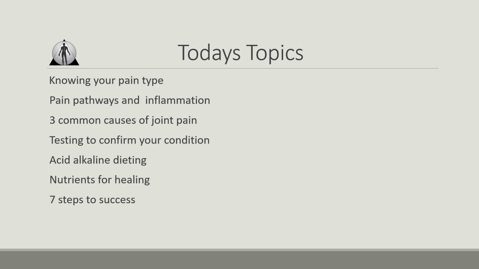We'll look at acid-alkaline dieting, how a diet impacts inflammation and ultimately changes our pain. We'll specifically talk about nutrients for healing, anti-inflammatory nutrients, nutrients to control immune response, and nutrients to modulate hormones. And also, we'll touch on what I call the 7 steps of success. And I put this slide in a lot of my presentations because it has a lot to do with just being healthy overall.